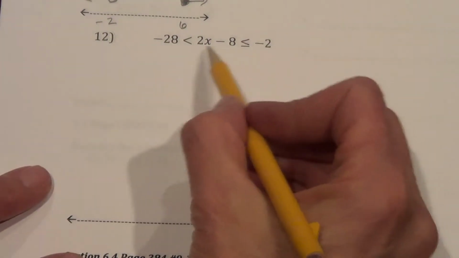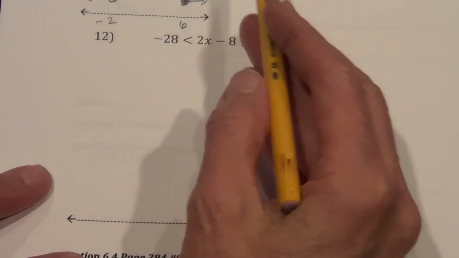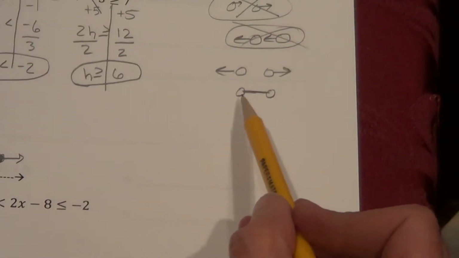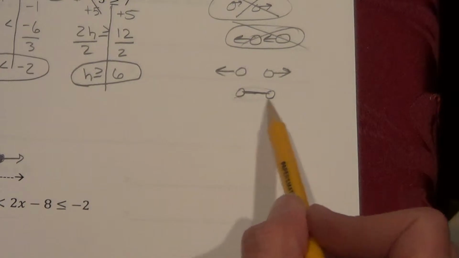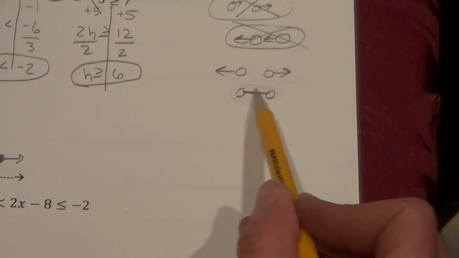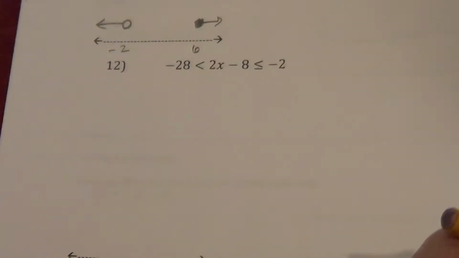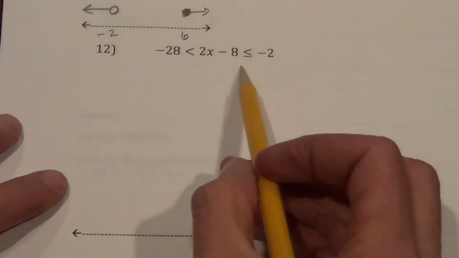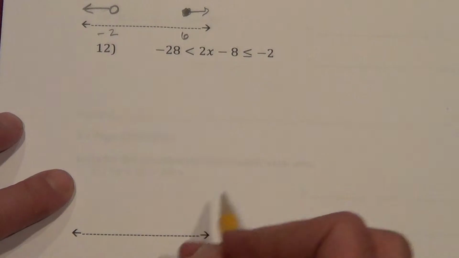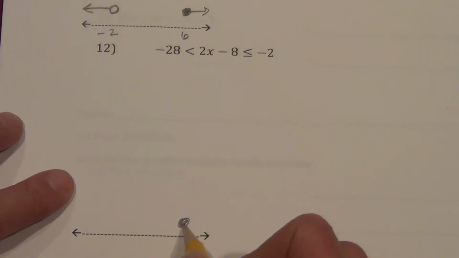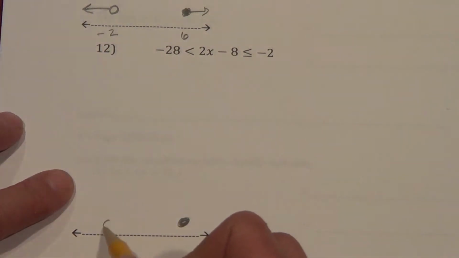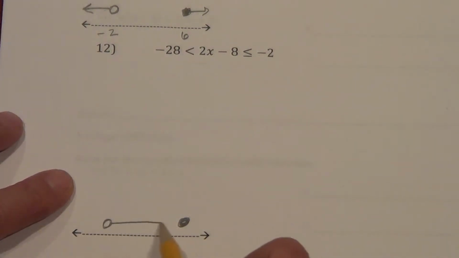Good job. The next problem, see how it's all connected and there's no or? That tells us that it's going to be the connected graph, or what we call the hug, the union. Okay, so this one's going to be a closed circle. We go ahead and we draw that closed. This one's going to be an open circle. So we draw that open, and we go ahead and connect them.